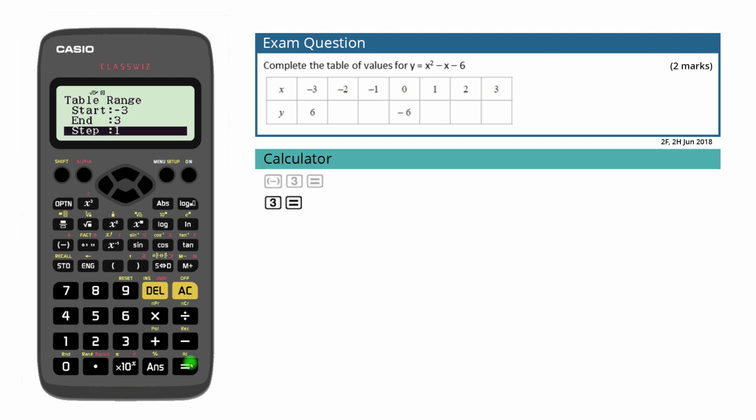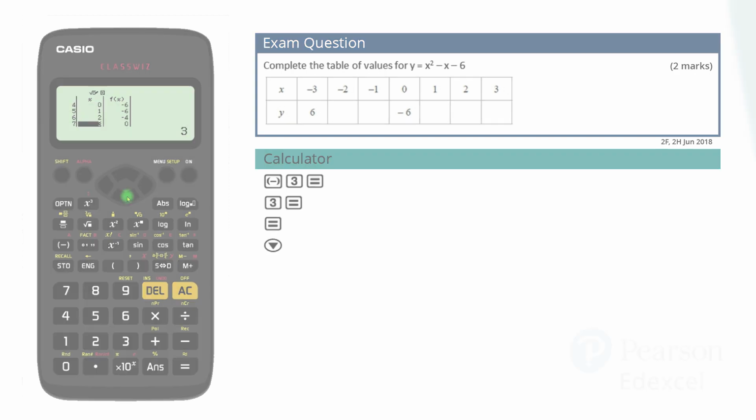The table is in steps of 1, so we can use the calculator's values as shown. Press equals to display the table, and you can scroll down to see further values. These values can be used for plotting the graph.